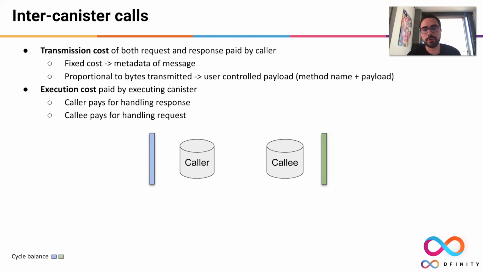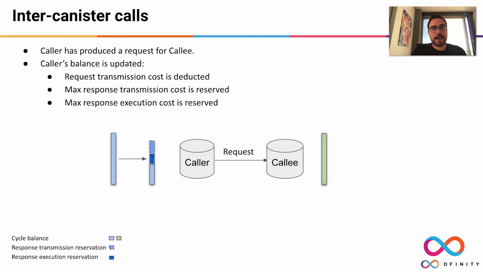So let's go through this example to see in a bit more detail what happens. Here we have two canisters, the caller and the callee, and their initial cycles balances. Now, imagine that the caller sends a request to the callee. The caller's balance will be updated, and specifically, the request transmission cost will be deducted. That we know for sure. The max response transmission cost will be reserved because we don't know a priori the size of the response, so we just make the reservation for the worst case. And also, we reserve the max response execution cost.